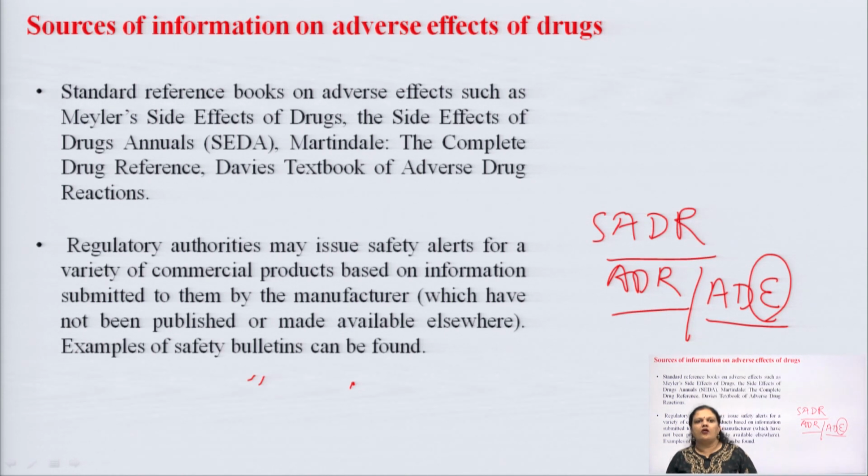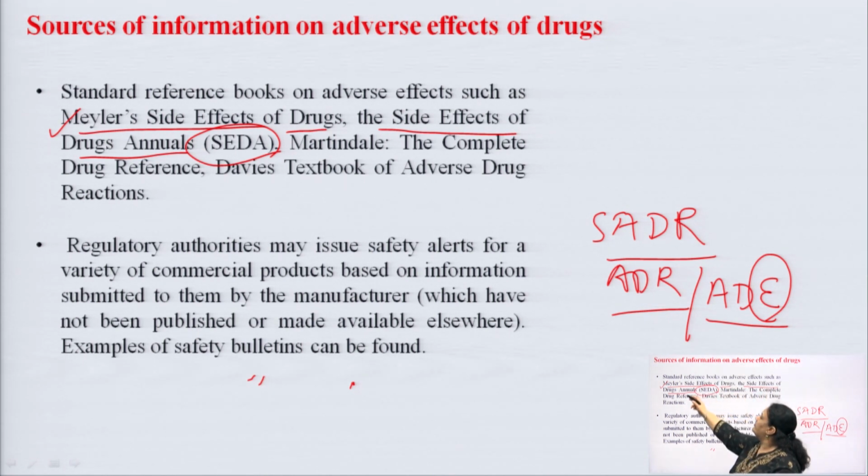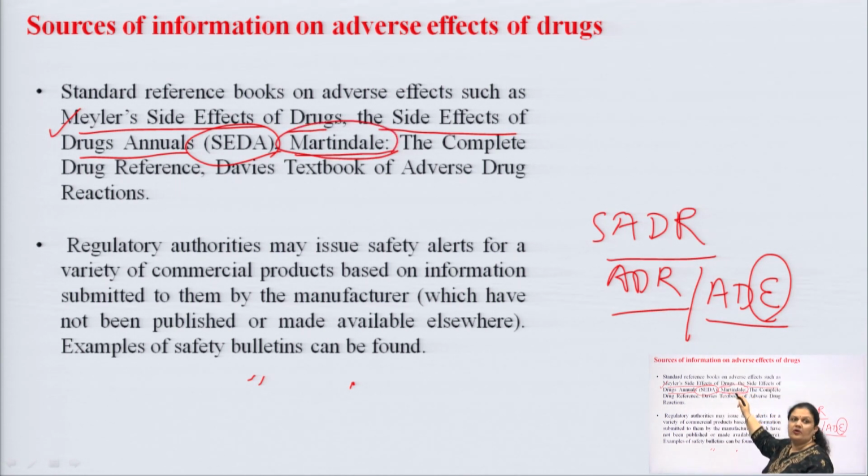Books on adverse drug effects, like I have quoted here. One is Meyler's Side Effects of Drugs. This is a very good book, and it is available online also. Second is the Side Effects of Drugs Annuals, in short SEDA. Annually, the different adverse effects or side effects of drugs reported globally are quoted in this SEDA book. Next, I hope some of you have heard about Martindale.